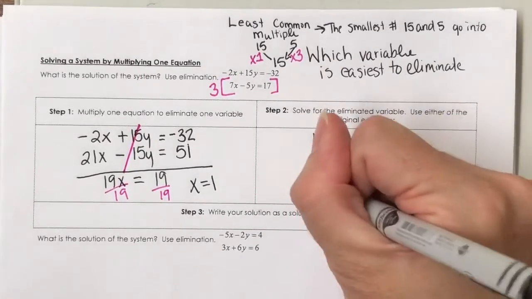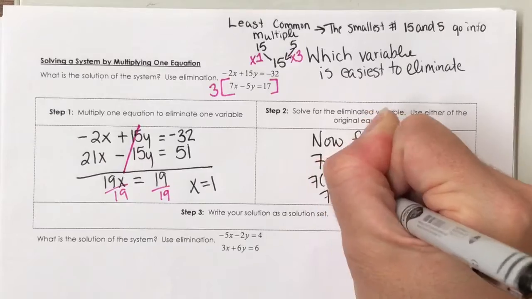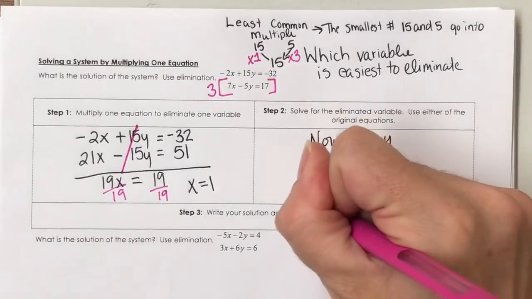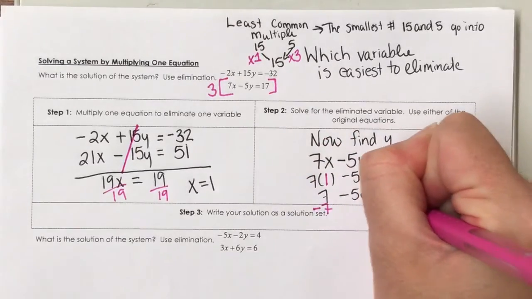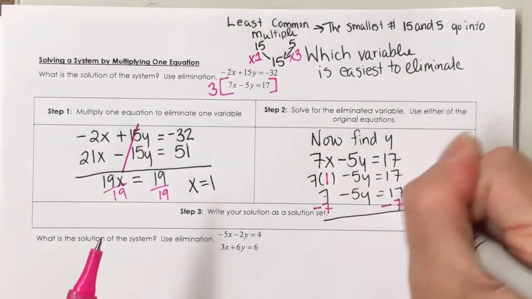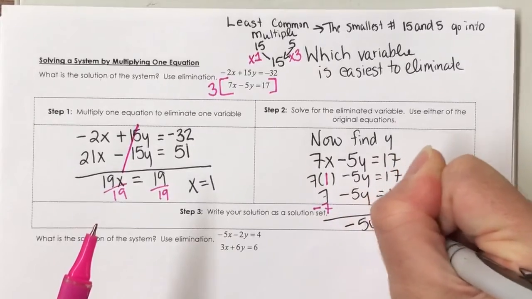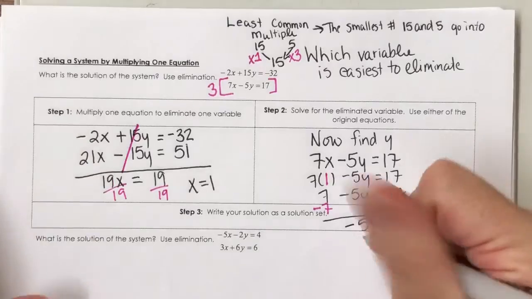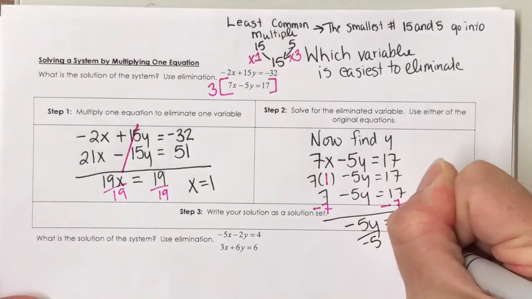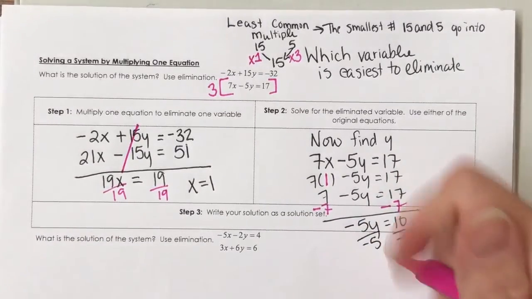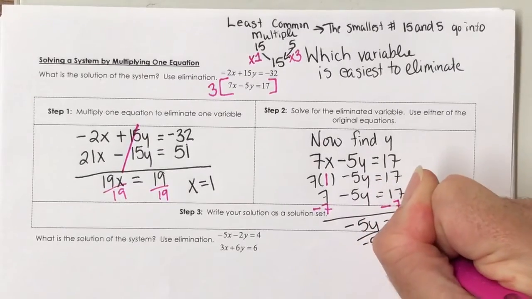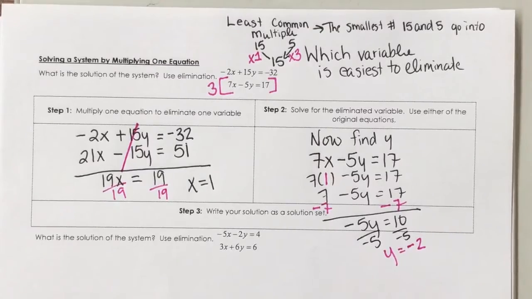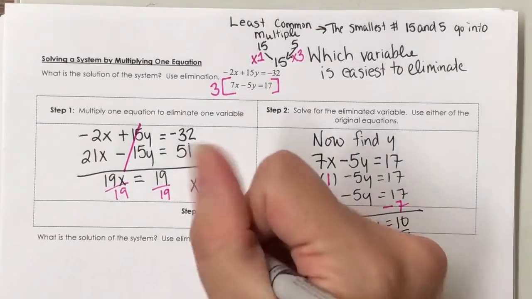Seven times 1 is 7. 7 minus 5y is equal to 17. Subtract the 7 from the 17. Negative 5y is equal to 10, and y is equal to negative 2. So now I know that the point these two have in common, their common solution, is 1, negative 2.